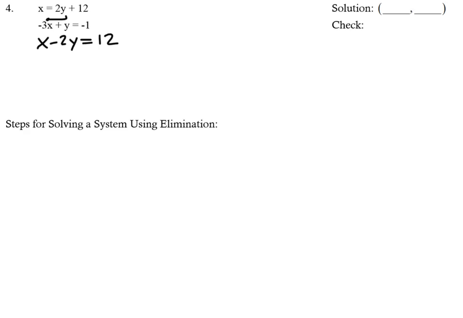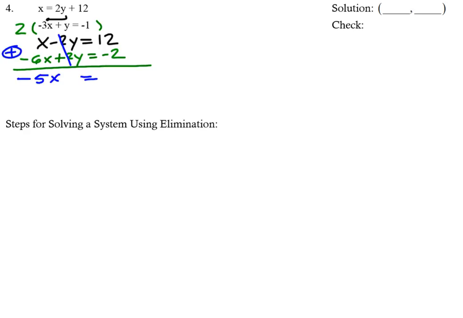Now, my variables are in the right place, but my coefficients don't match up. So it really would be nice to have a positive 2y and a negative 2y. So I'm going to double my top equation. Negative 6x plus 2y equals negative 2. Now when I add these together, I'm going to get negative 5x, my y's cancel out, equals 10. This means that x equals negative 2.